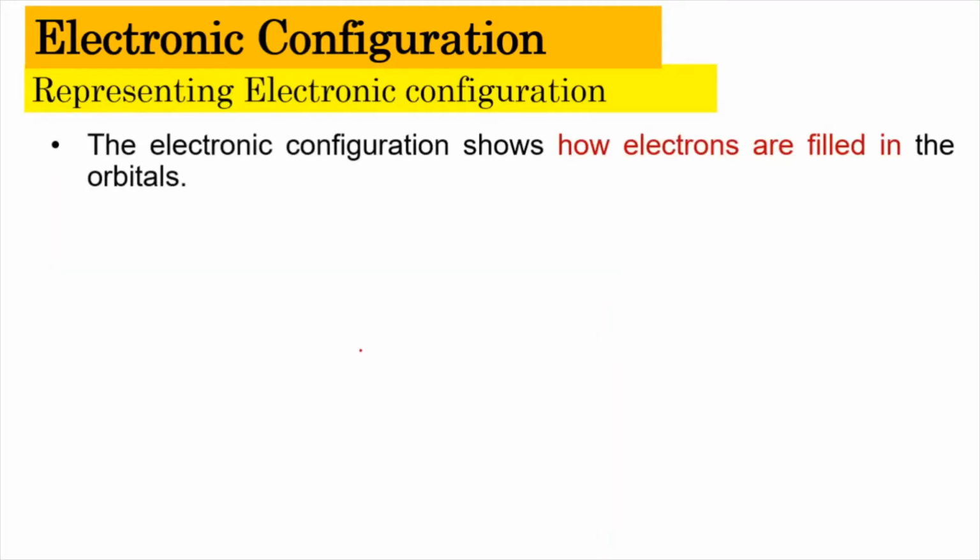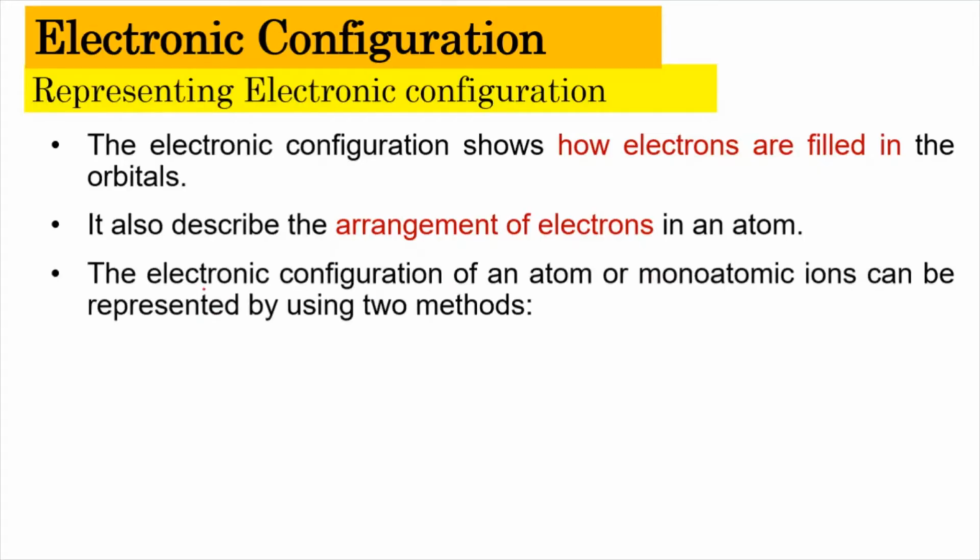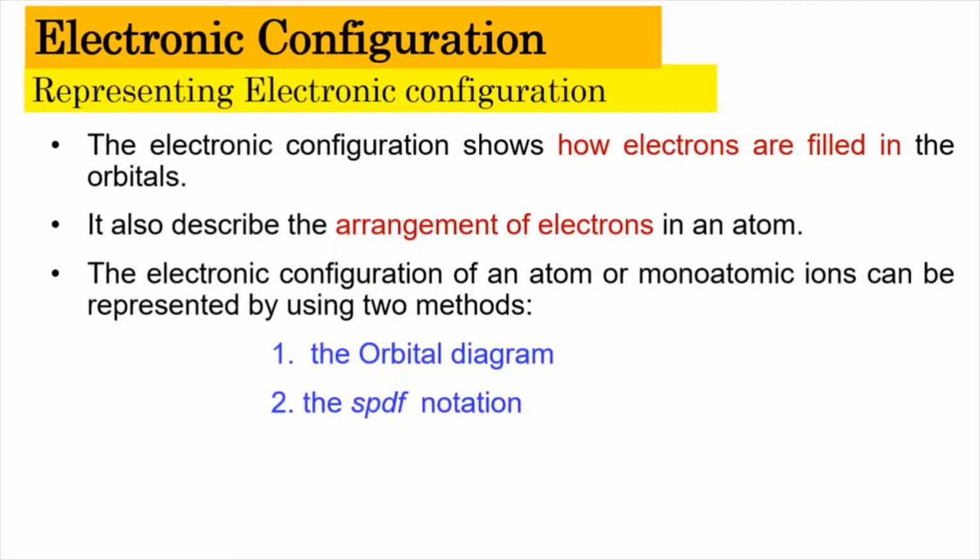So, representing electronic configuration. The electronic configuration basically shows us how electrons can be filled in the orbital, and it also describes the arrangement of electrons in an atom, whether it is full fill or half fill. The electronic configuration of an atom or monoatomic ion can be represented by using two methods. First method is by using the orbital diagram, and the second method is to use the spdf notation. So now let us look into the orbital diagram first.